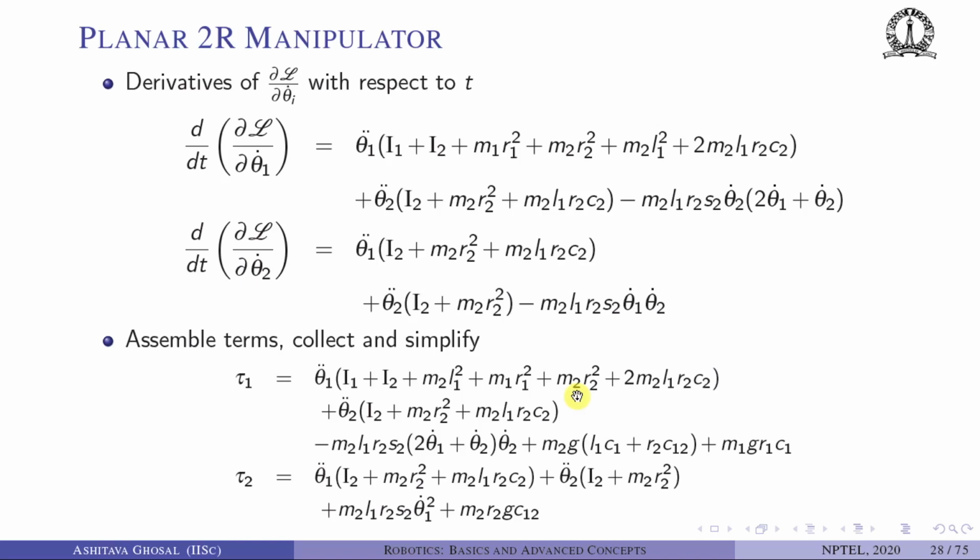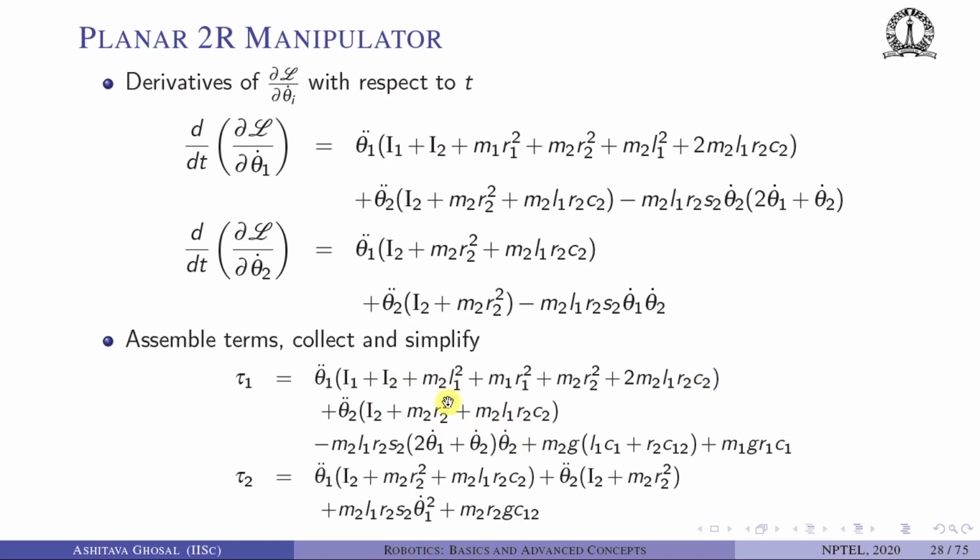We will also have terms which are m2 l1 square, but more importantly, a term which is 2 m2 l1 r2 c2. Basically what it is telling you is that the inertia as seen by the first joint, theta 1, depends on what is happening to the second joint. What is the rotation angle at the second joint? Yes, because the second link is rotating with respect to the first link, and the first joint will see the inertia due to the second link, and since it is rotating, it will be different at different instants. Intuitively, if the second link is completely stretched out, then the first joint will see a much larger inertia than if it is completely folded in.